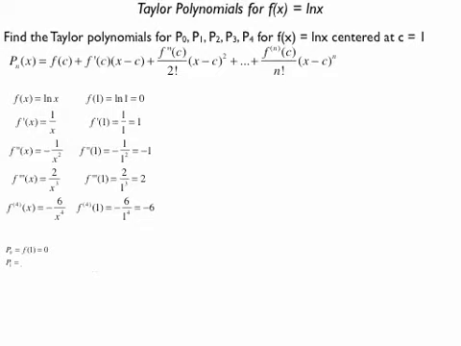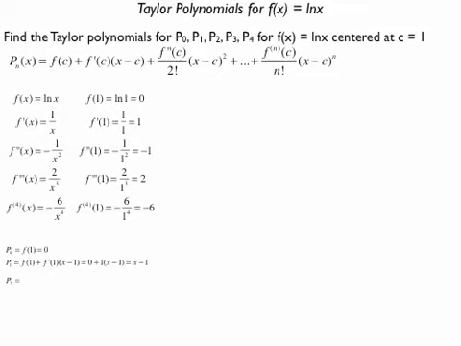P sub 1 will be f of c plus f prime of c times x minus c. That's going to be f of 1 plus f prime of 1 times x minus 1. Now just fill in the numbers. 0 plus 1 times x minus 1. And we're just getting x minus 1. So the first degree Taylor polynomial for the natural log of x is x minus 1.